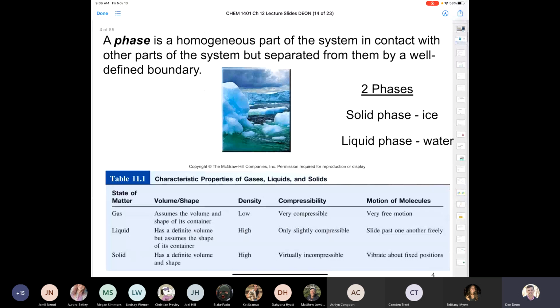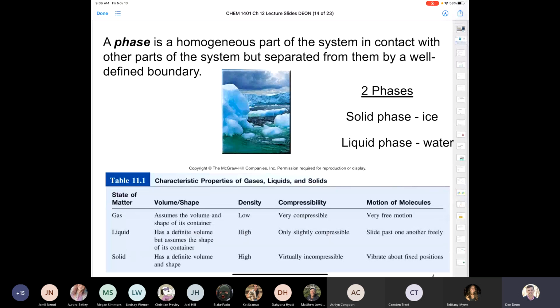Well, let's look at the definition here. And the definition is what a phase is. A phase is a homogeneous part of a system in contact with other parts of a system, but separated from them by a well-defined boundary. Here's a picture of some icebergs floating in water, and you can see that the two phases are certainly separated by a well-defined boundary, right? We have the solid phase, which is ice, and we have the liquid phase, which is water.